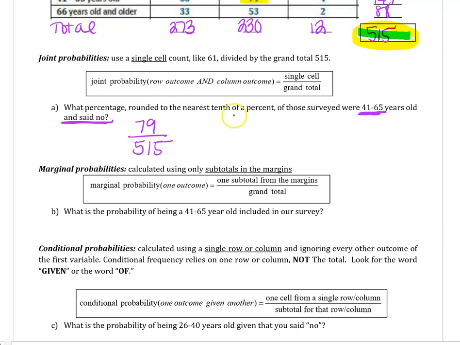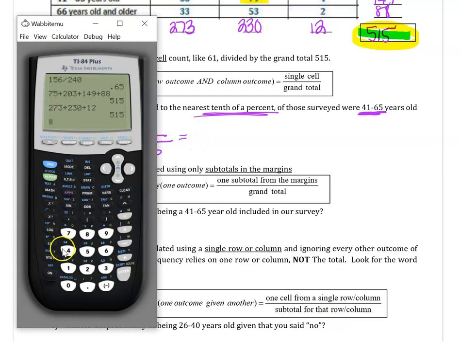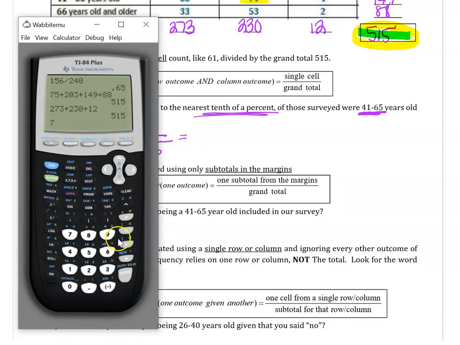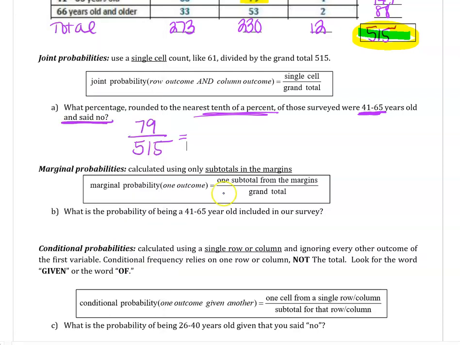Now the problem asks us to round to the nearest tenth of a percent, so if I divide this, pull up my calculator, 79 divided by 515, I get 0.153, we'll say. Dot, dot, dot. Oh, actually, I should have included another number. Oh, it's another 3. So then, if I multiply that by 100, I would get 15.3%. And that's our joint probability.